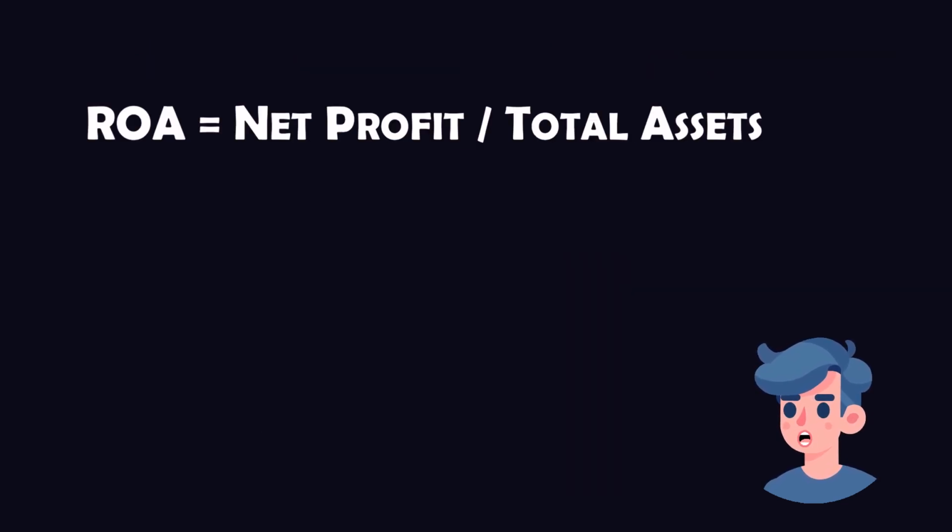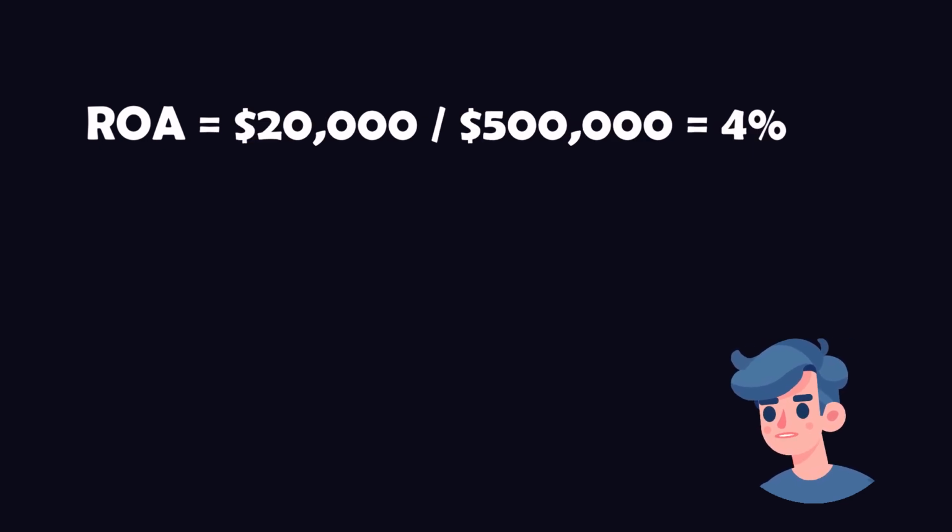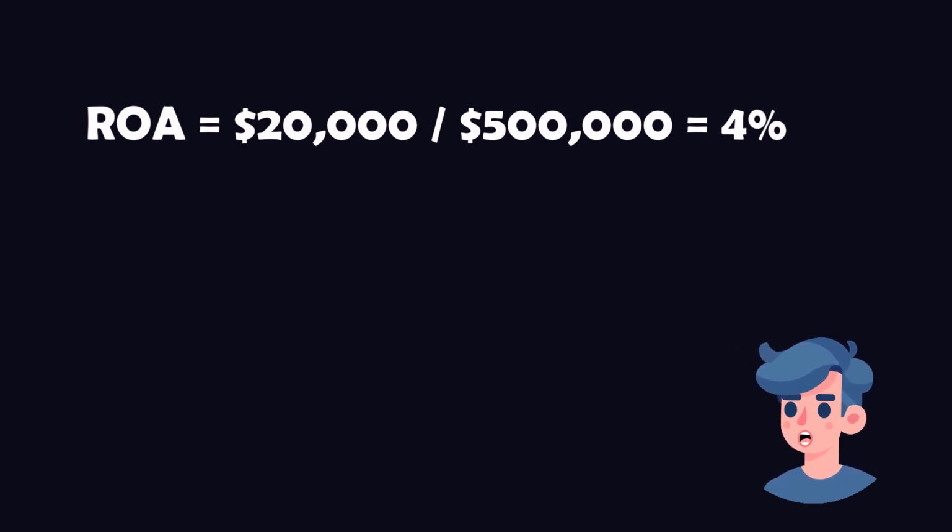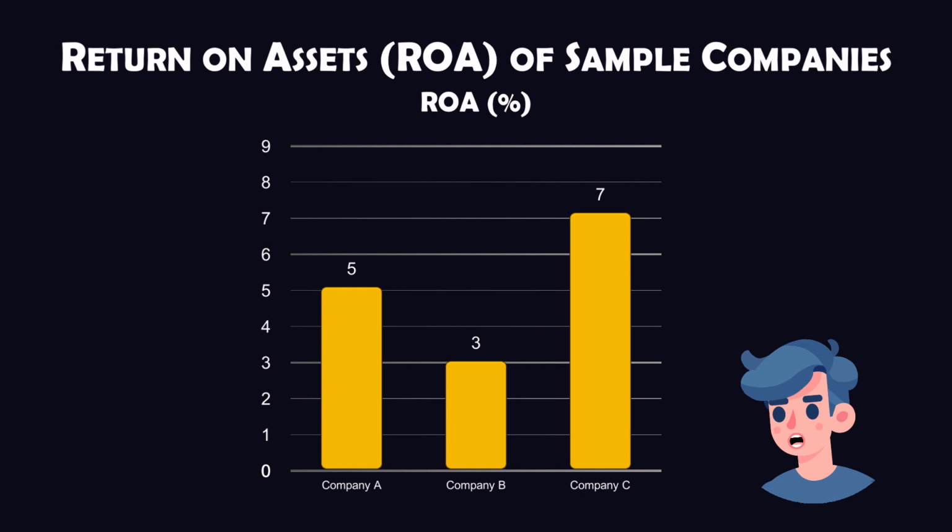Next is the return on assets, ROA, which measures how efficiently a company uses its assets to generate profit. It's calculated by dividing net profit by total assets. If a company has a net profit of $20,000 and total assets of $500,000, the ROA would be 4%. Let's visualize the ROA for our sample companies.